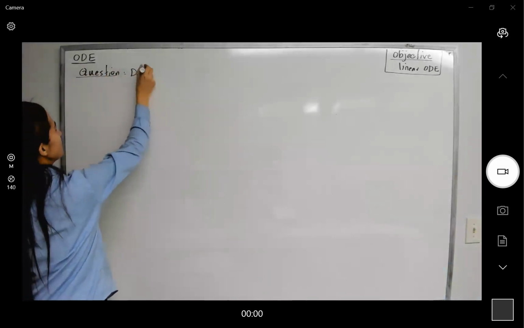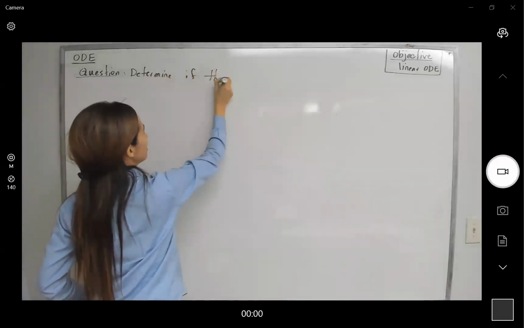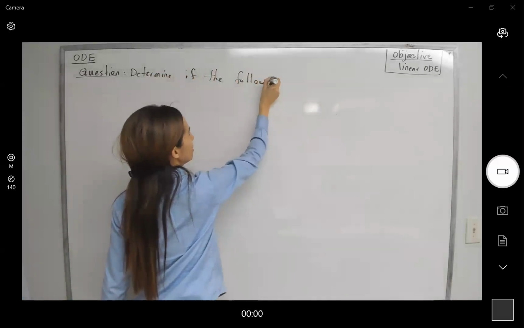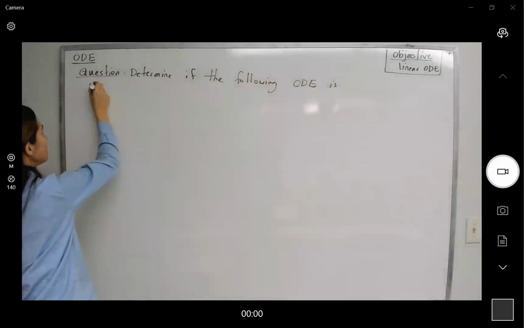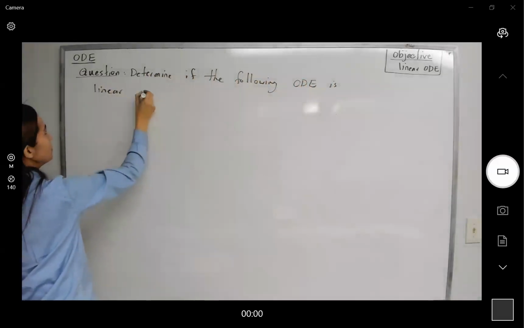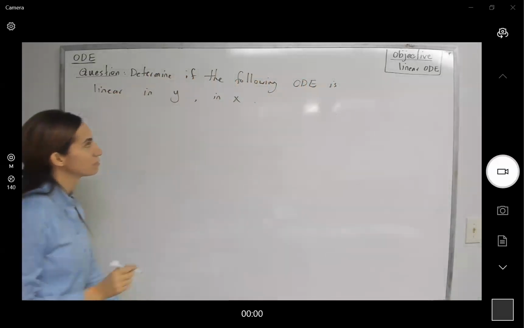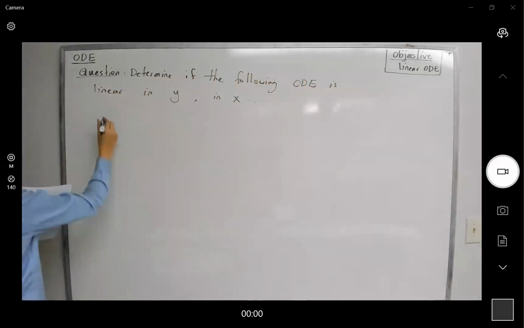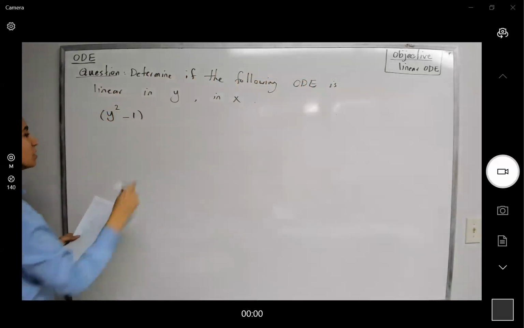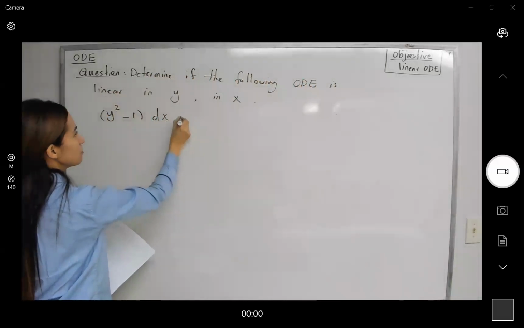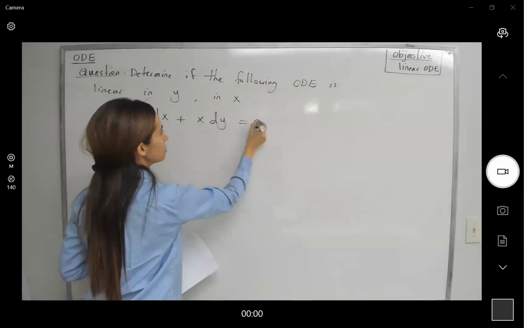Determine if the following ODE is linear in y, in x. So the given equation is (y squared minus 1) dx plus x dy equal to 0.